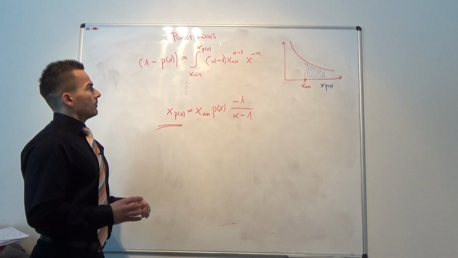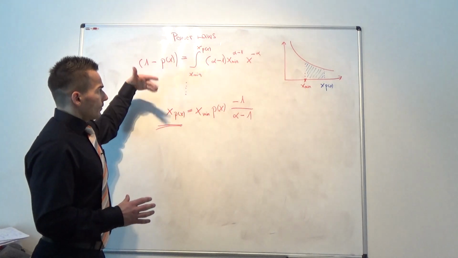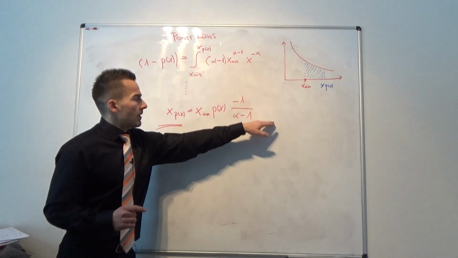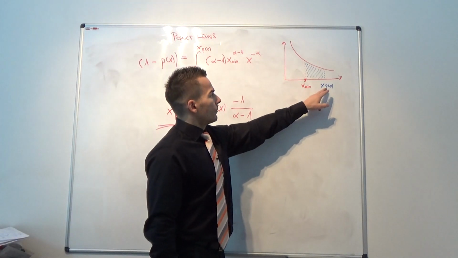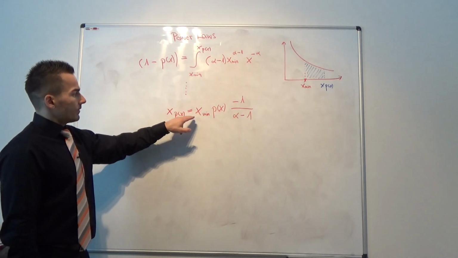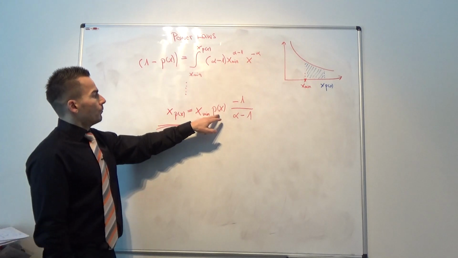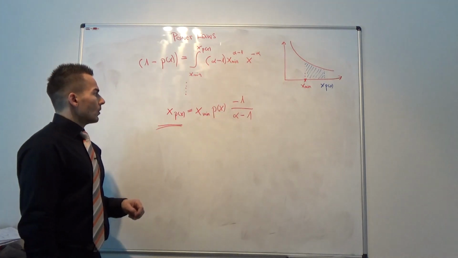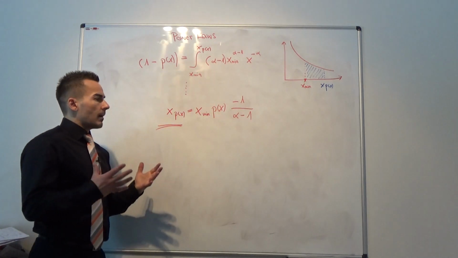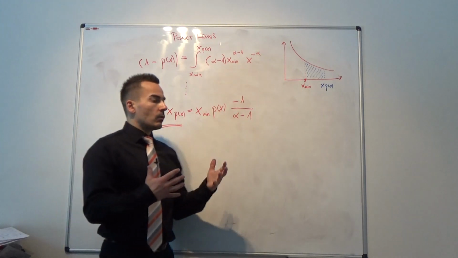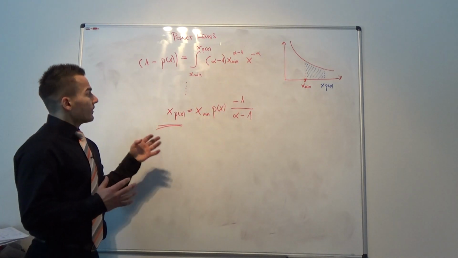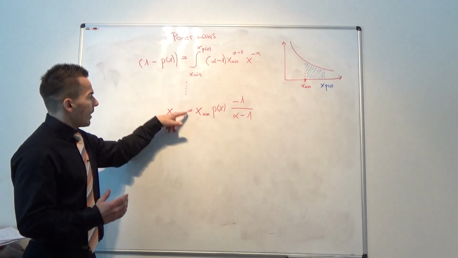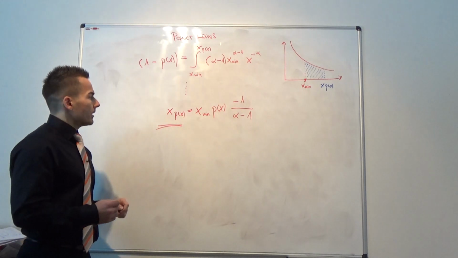If we solve this, there are many steps, and we will not make the full derivation here, but you should do it at home. What you should come up with is this expression: the corresponding value x from p of x is defined as x minimum times the probability p of x to the power of minus 1 over alpha minus 1. Now we just need a random number generator that gives us random numbers between 0 and 1 in terms of probabilities, and using these random numbers we can easily compute the corresponding realization of the x variable.